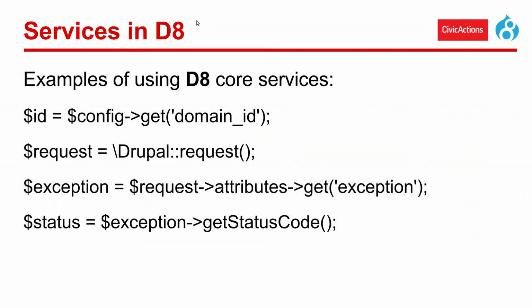A couple more examples. This is how to get a variable called the domain ID. So basically, that's very similar to what you used to do, variable get. It's like that now. This is getting the entire request object. This is if you want to find out the URL and a couple other things that are available in the request. So now from the request object, you want to go into the attributes and get if there were any exceptions. And then in that exception, what is the status code?